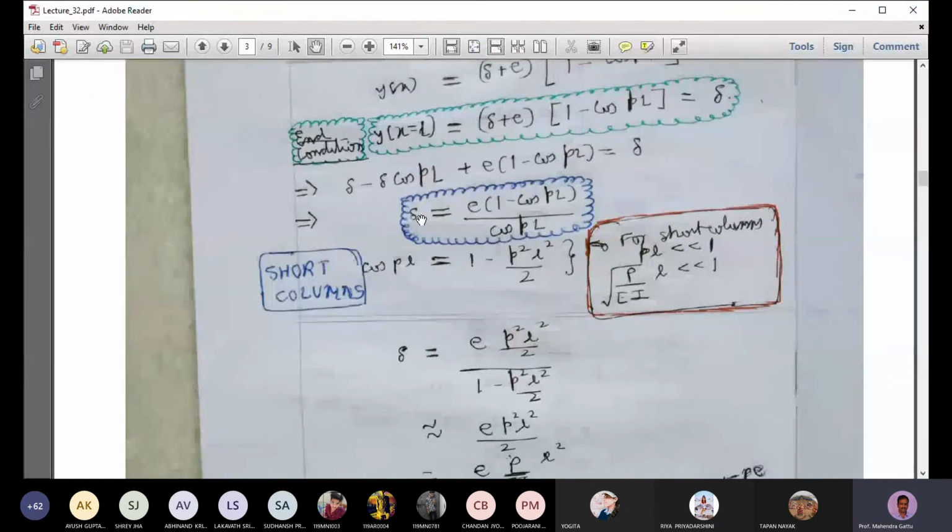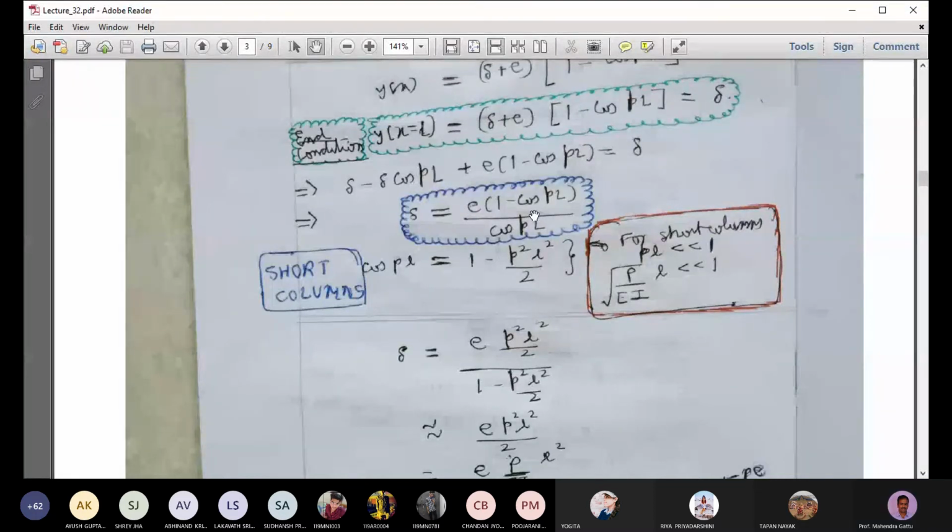So what is the meaning of this? The deflection at the free end, delta, is a function of the eccentricity e, and it is also a function of the applied load. Applied load is coming through p. So p, small p, is equal to square root of P by EI. Okay, so square root of P by EI is small p. So the deflection at the free end, delta, is dependent on the eccentricity and also on the applied load.